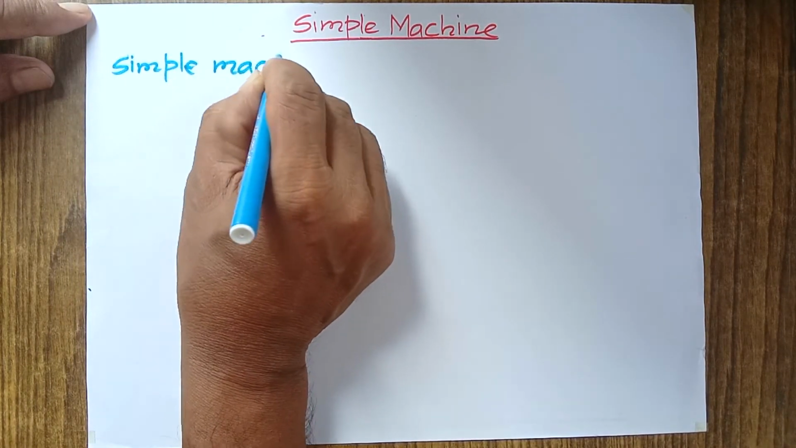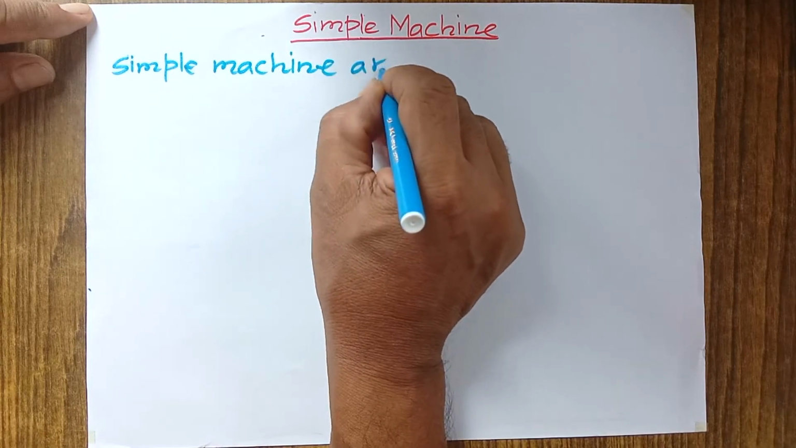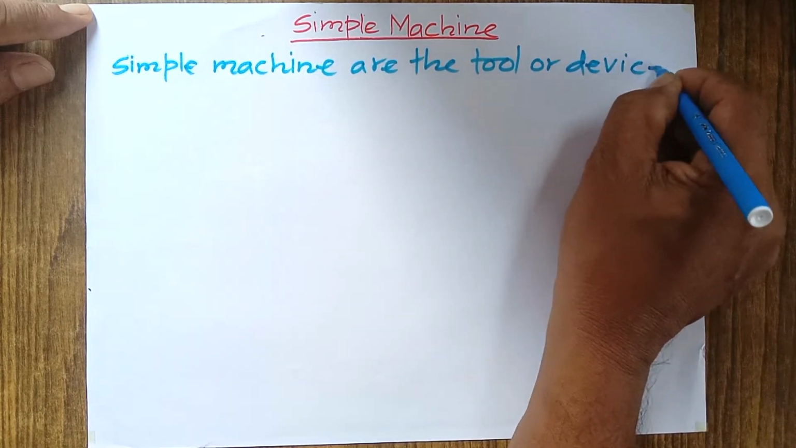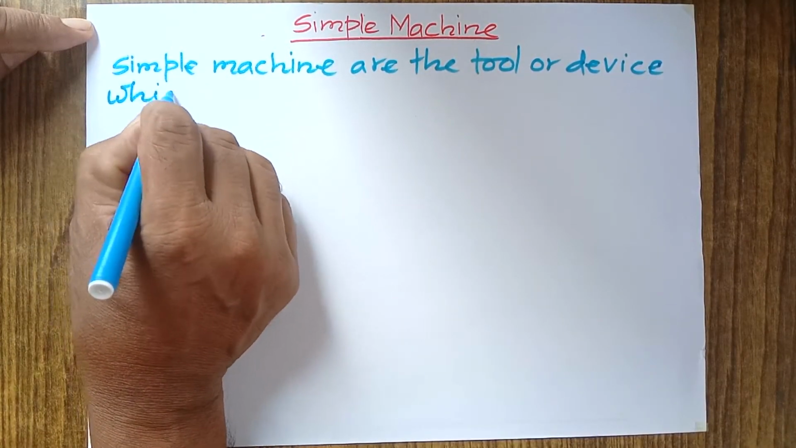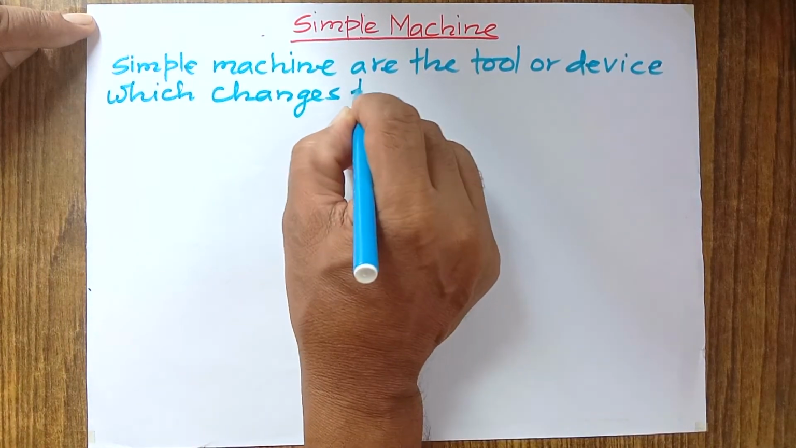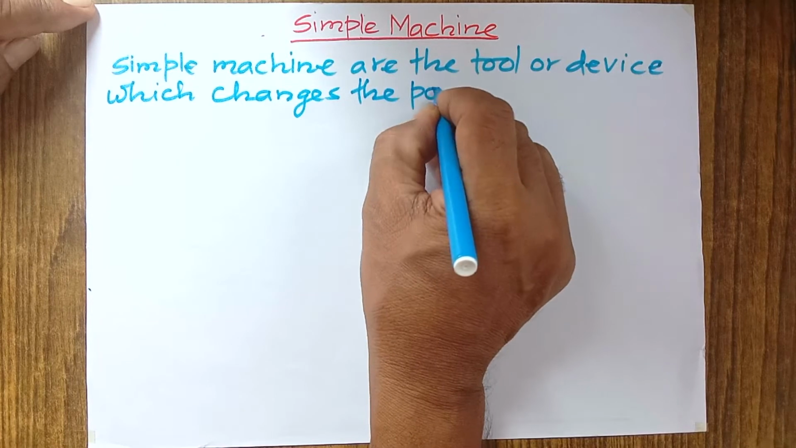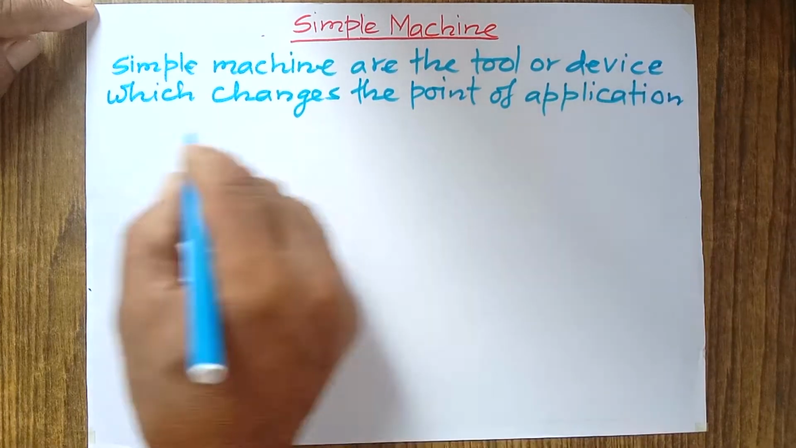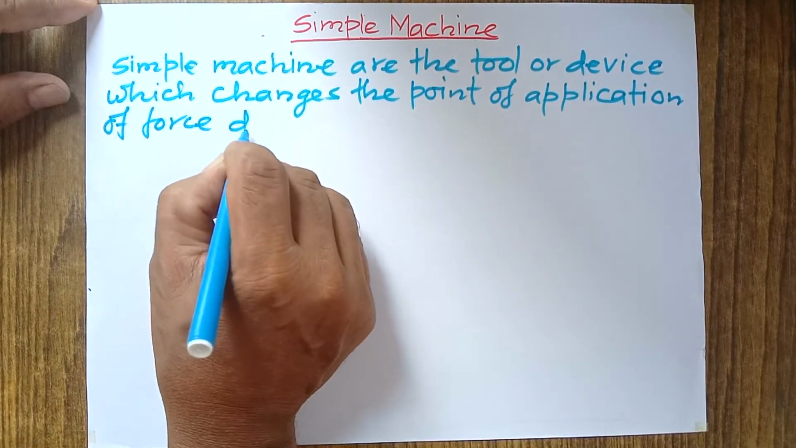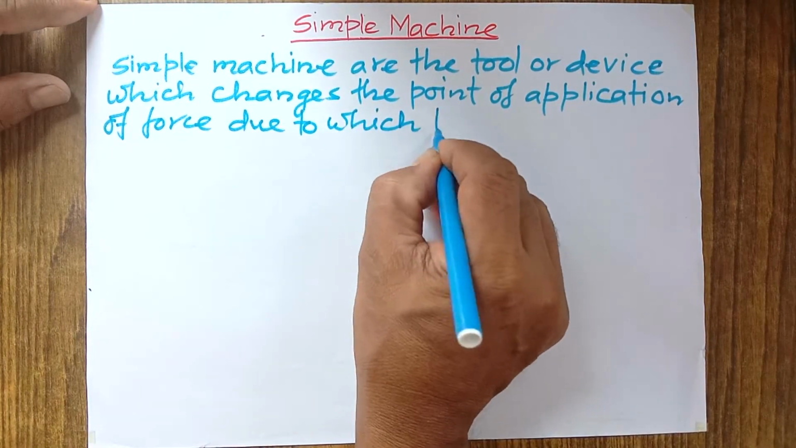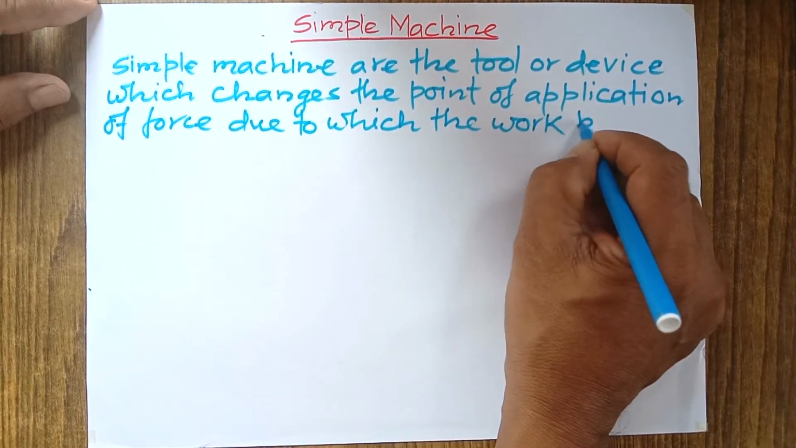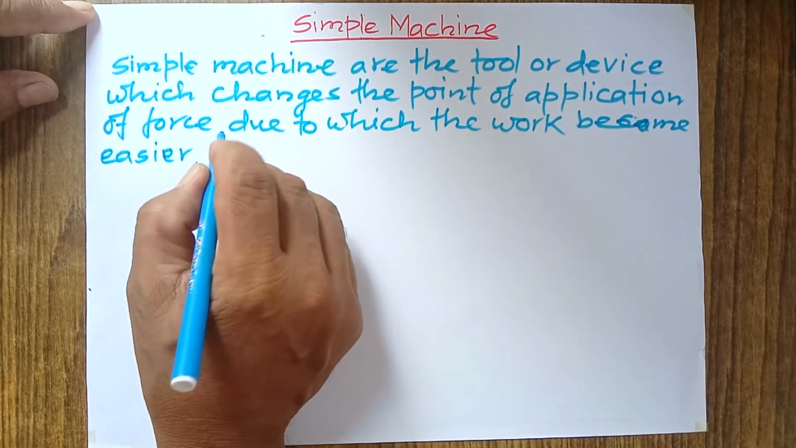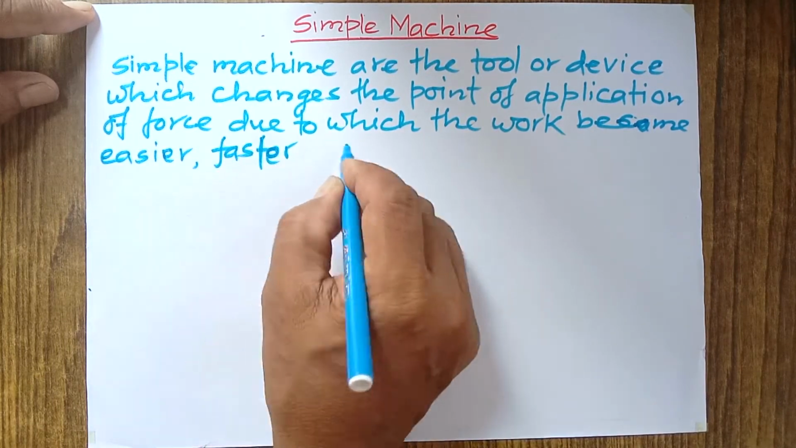Simple machines are the tool or device which changes the point of application of force, due to which the work becomes easier, faster and convenient.